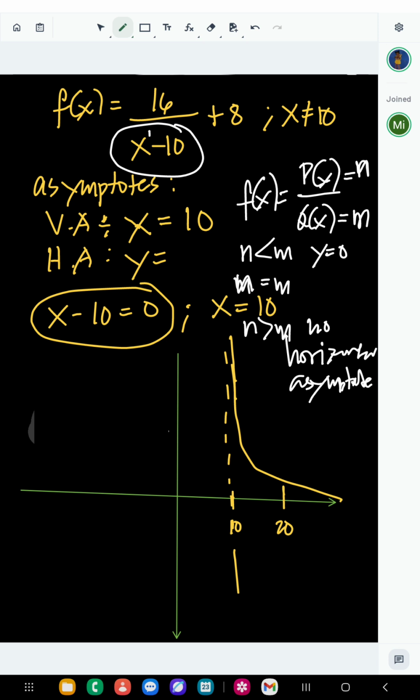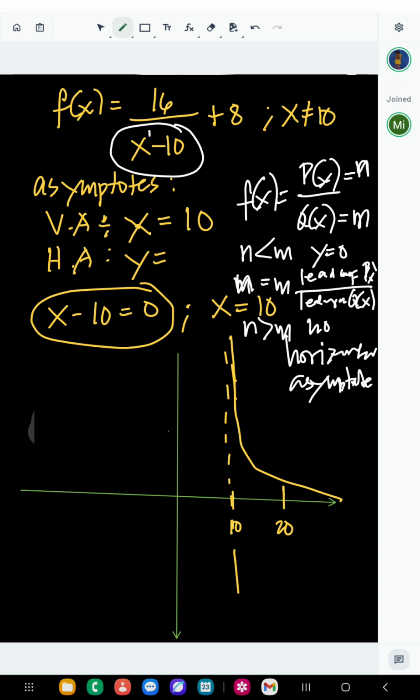And when n is equal to m, we just divide the leading coefficient of p of x by the leading coefficient of q of x. And when n is greater than m, then there is no horizontal asymptote.